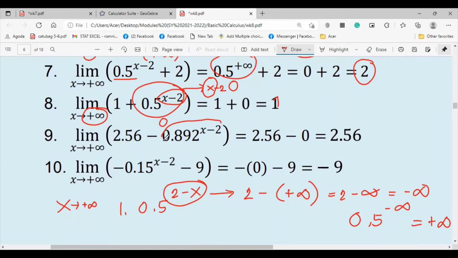So, ito, this will become 0. So, the answer is 2.56. Kasi x minus 2 lang to. Just positive numerical. The same with number 10. Okay? 0 lang din yan.